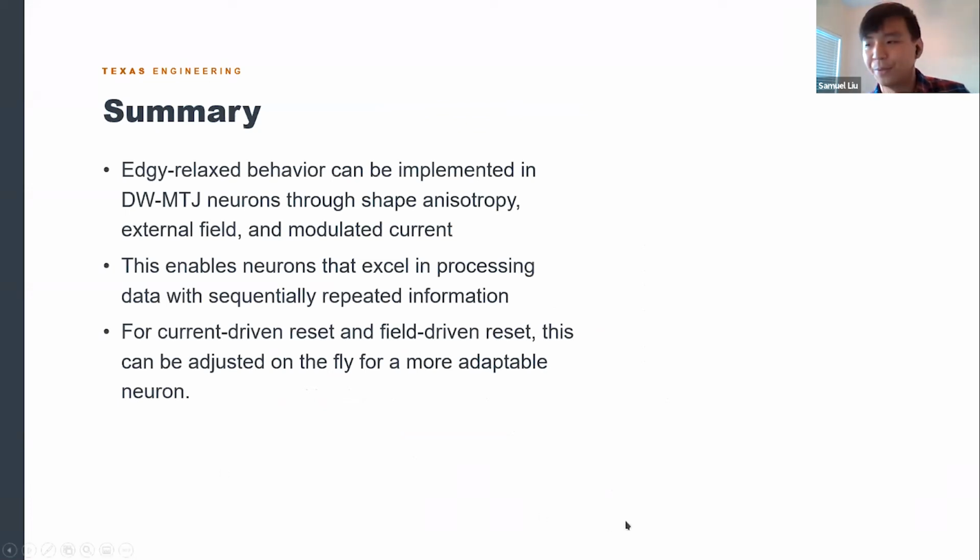So as a quick summary, edgy relaxed behavior can be implemented in domain wall magnetic tunnel junction neurons through intrinsic properties of shape anisotropy, external field, and modulated current, which enables neurons that are optimized for sequentially repeated information. And there are also opportunities to tune this on the fly, enabling network level optimizations using task-adaptable neurons.